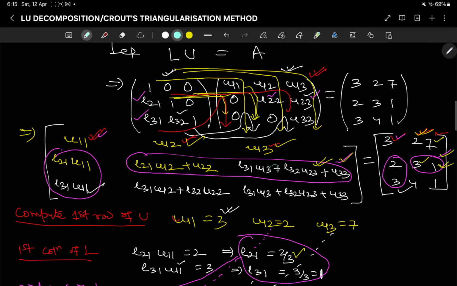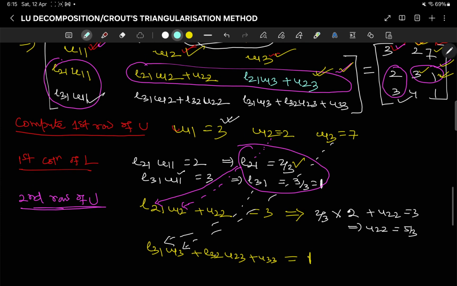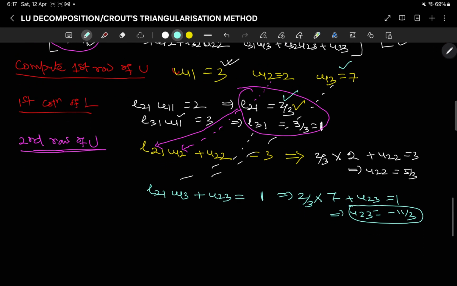Actually there is a calculation mistake here. So this is my second row, third column, 2 3 means second row, third column, correspondingly multiplied here. So this will give you L21 U13 plus U23. There is a calculation mistake here. So now this is my L21 U13. So now I substitute this value. L21 is my 2 by 3, so this implies 2 by 3 into U13. U13 is my 7 plus U23 is equal to my 1. So my U23 is equal to minus 11 by 3. Okay, you compute this.